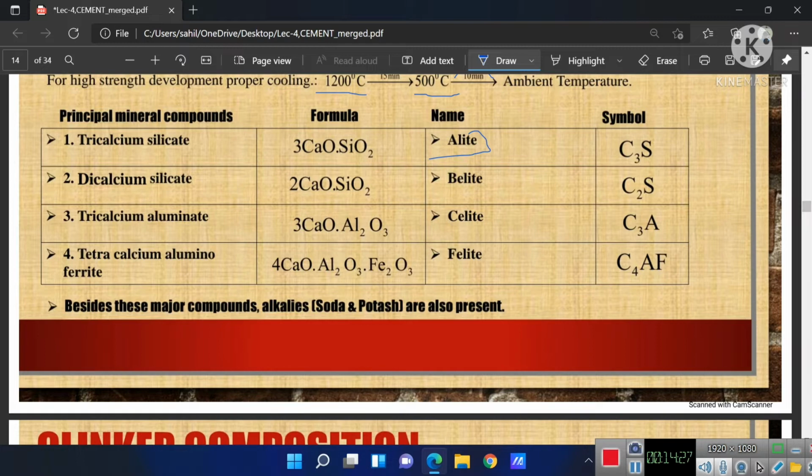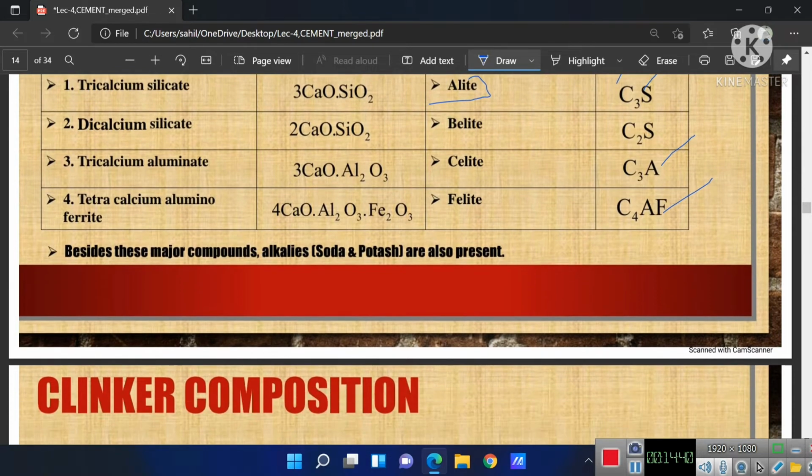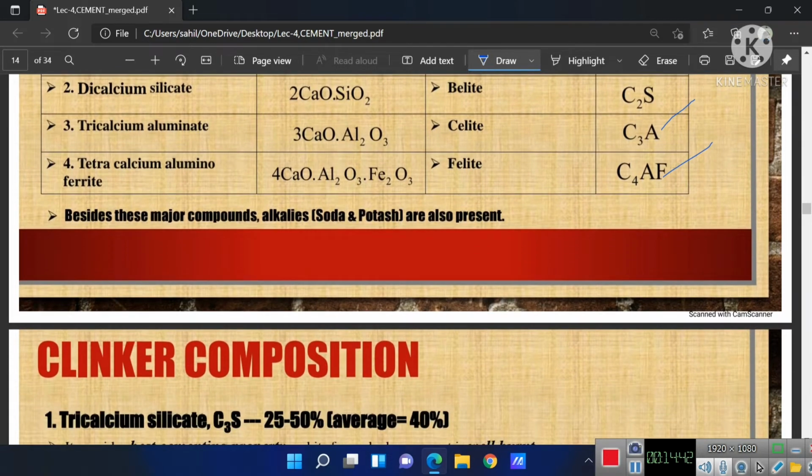Here, the symbol C stands for calcium oxide, S stands for SiO2, A stands for Al2O3 and F stands for Fe2O3. And besides these, alkalis are also present in the bulk compounds.